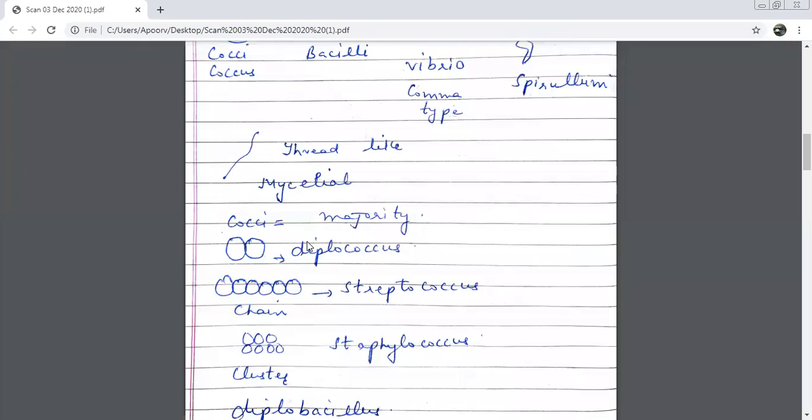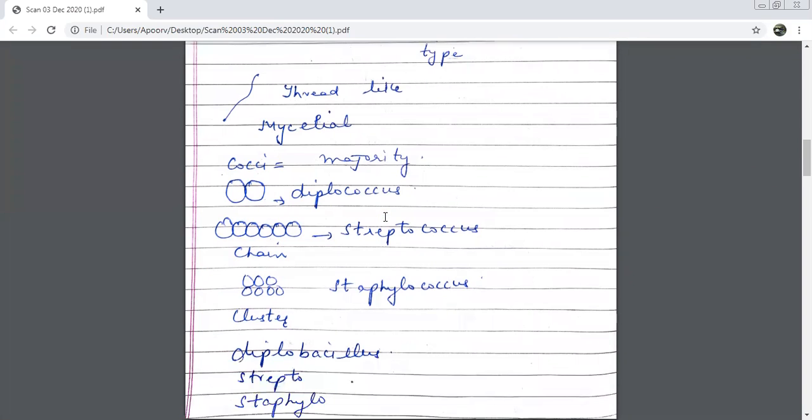Now, even these cocci or the bacilli or the vibrios are found in different arrangements. Supposing these two circular cocci are found together, if both of them are together, then we call them Diplococcus. And if they form a chain-like structure, then you call them Streptococcus. Chain-like structure is called what, beta?